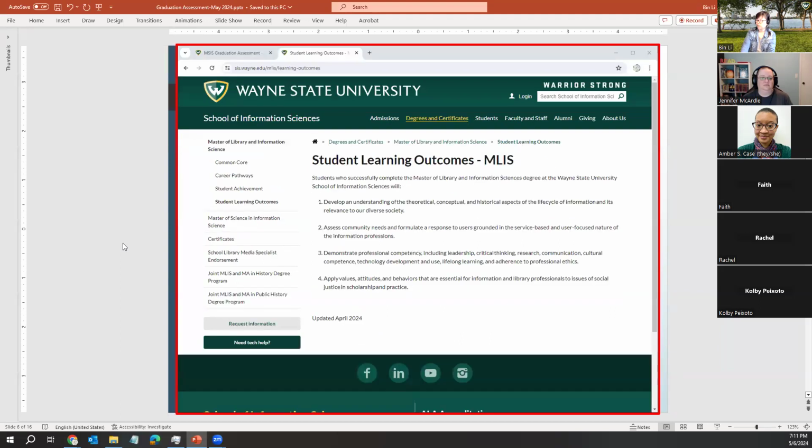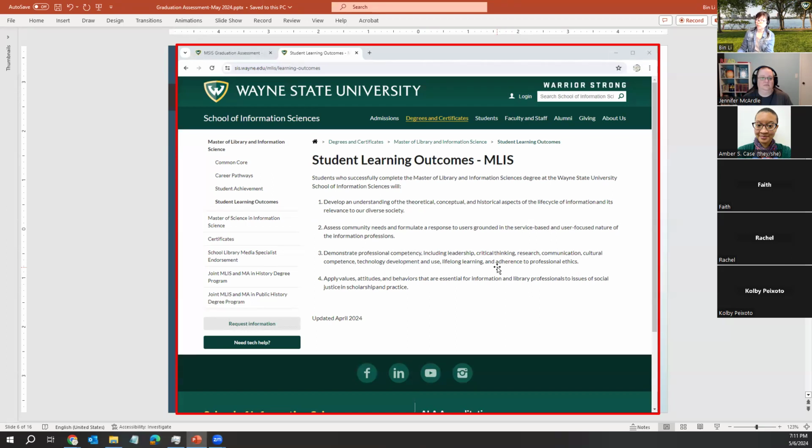I always like to use number 3, for instance: demonstrate professional competency, leadership, critical thinking, research, communication, cultural competence, technology development, use, long-term learning. And you can talk about what they mean to you, and then you can use an artifact to say you are proficient. Because there are multiple components, like for 3, we have 1, 2, 3, 4, 5, 6, 7, 8, 9 or 10. You can just talk about part of it. You don't need to talk about every element here. That would be too long. You can just talk about 1 or 2 of them.